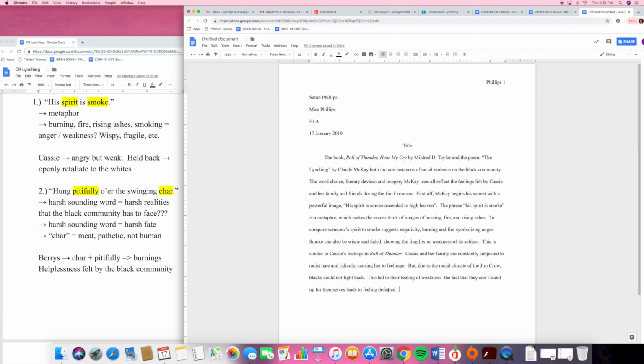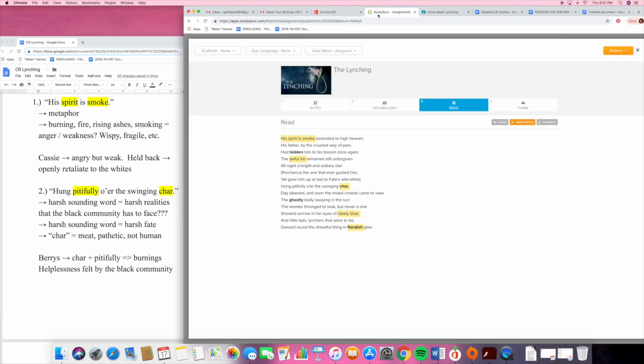All right. Next, TLQ. Straight off the gate, let's just use an easy transition phrase. In addition, comma, boom. Okay. Next, hung pitifully over the swinging char. That is my quote. I'm going to write it all out. Pitifully over the sea to sky. Okay. How do I do a lead-in for this? Well, first of all, what's hanging? What's hanging pitifully over the swinging char? Let's set up the quote for everybody. Or let's set up what's happening, okay?